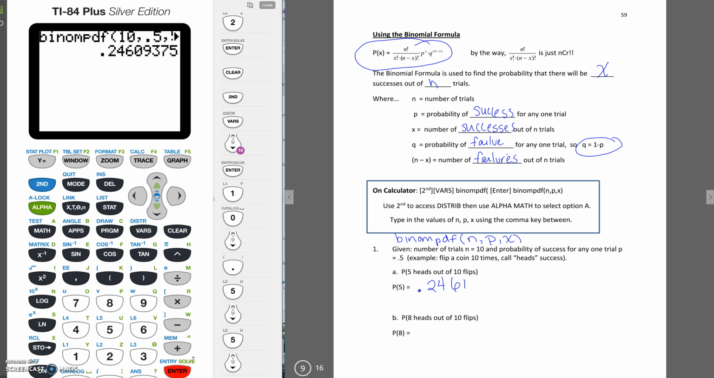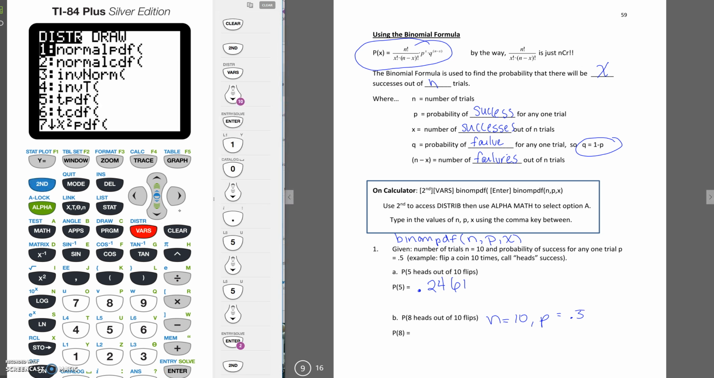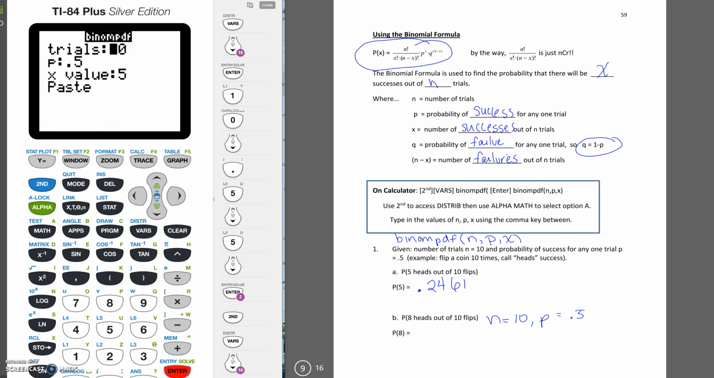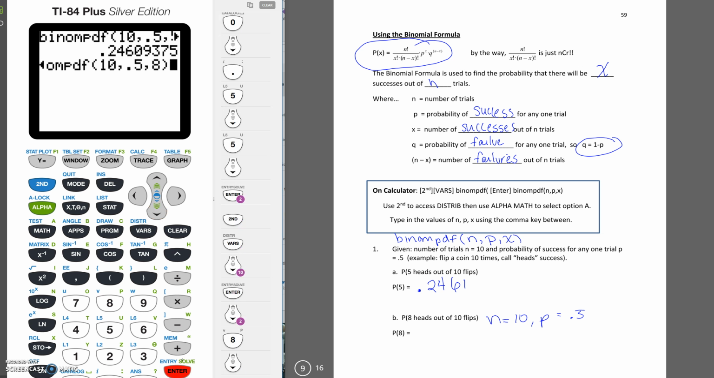Now, 8 heads out of 10 flips. The only thing that's going to change here is the x. The n is still 10, and the p is still 0.5. So we go down to binompdf. Our trials is still 10, our p is 0.5, and now we want to know the probability of getting 8 heads. So this will be 0.0439.